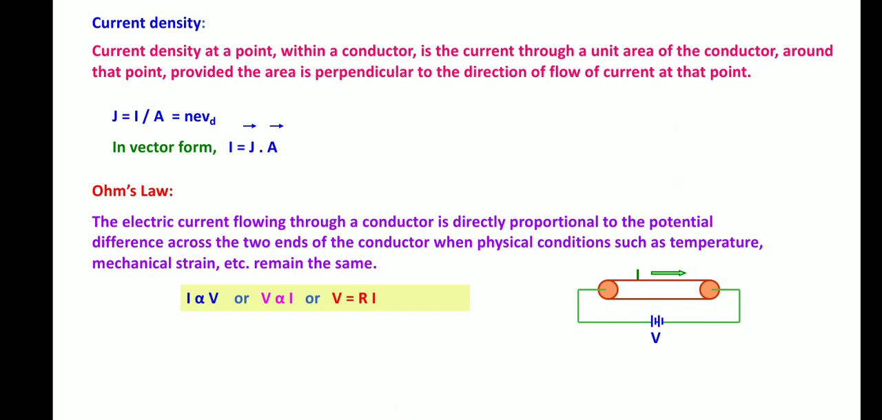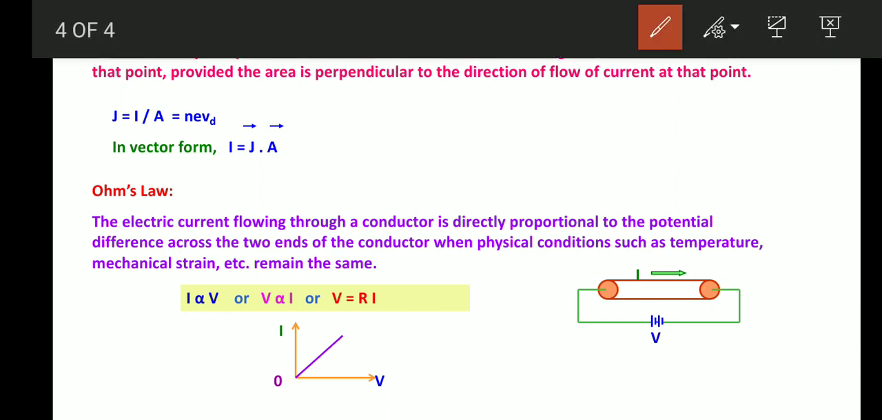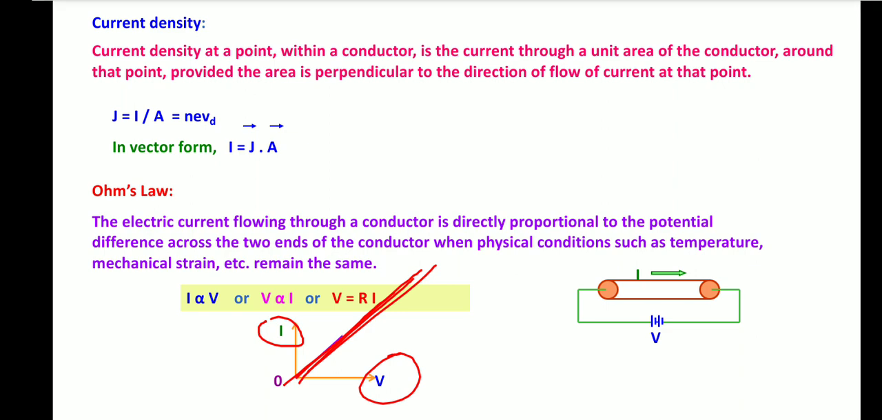Then the graph is plotted. One more thing, the graph is plotted between the applied potential and current. It is a straight line, or the current varies linearly with the voltage. Voltage varies and current varies linearly with the voltage. That means it gives a straight line. It's a linear property.